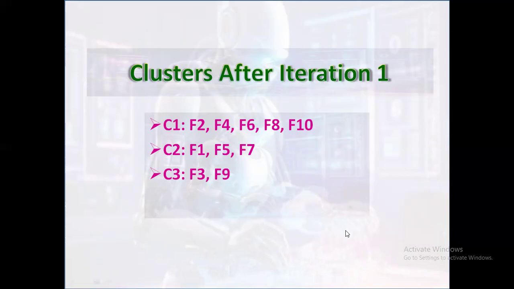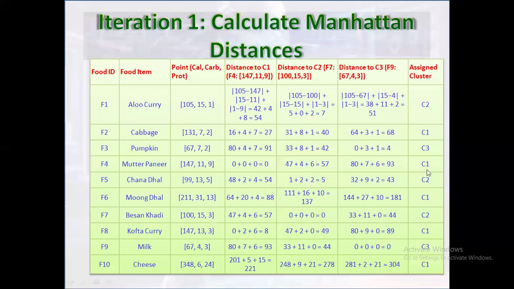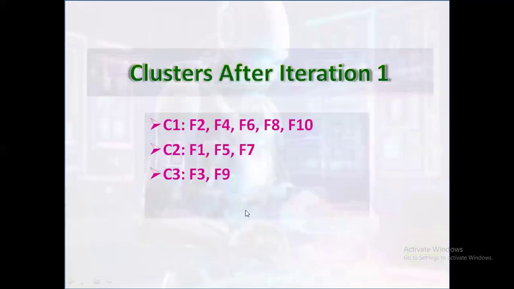Before that, we should understand which points come under which cluster. C1 is F2, F4, F6, F8 and F10. C2 is F1, F5 and F7. C3 is F3 and F9. See here, these are the clusters after iteration 1. After all distances are calculated, we form the clusters as C1: F2, F4, F6, F8, F10; C2: F1, F5, F7; C3: F3, F9. So each cluster now contains the points that are closest to their respective centroid. This completes the first iteration.